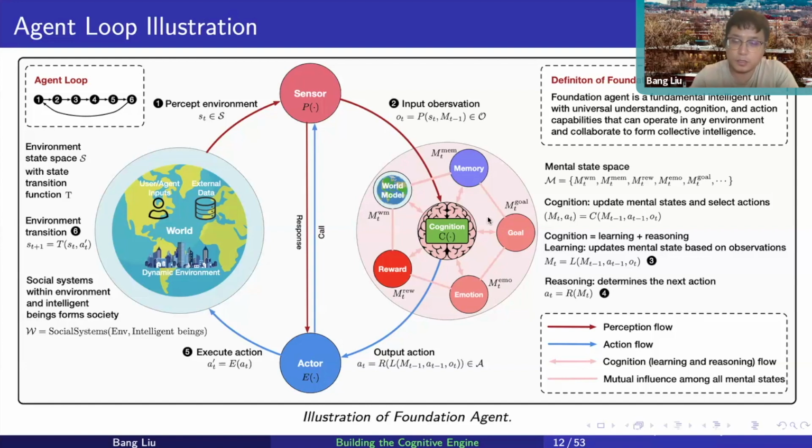And then with this observation, we consider the cognitive process as a two-stage process. We have learning and we have reasoning. For learning, it's more about the maintenance and update of long-term internal structure. Here we define the internal structure, we call it mental states. It includes world model, reward, memory, goal, emotion, and so on. And this, I think, makes it both a rational and emotionally intelligent machine.